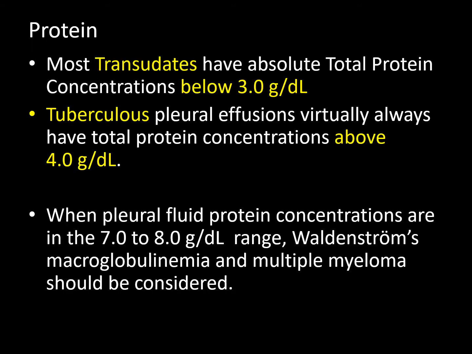Proteins: most of the transudates have absolute total protein concentration below 3 gram per deciliter. Tuberculous pleural effusions virtually always have total protein concentrations more than 4 gram per deciliter. When the pleural fluid protein concentrations are in the range of 7 to 8 gram per deciliter, then we should suspect a few rare pathologies like Waldenstrom macroglobulinemia or multiple myeloma.